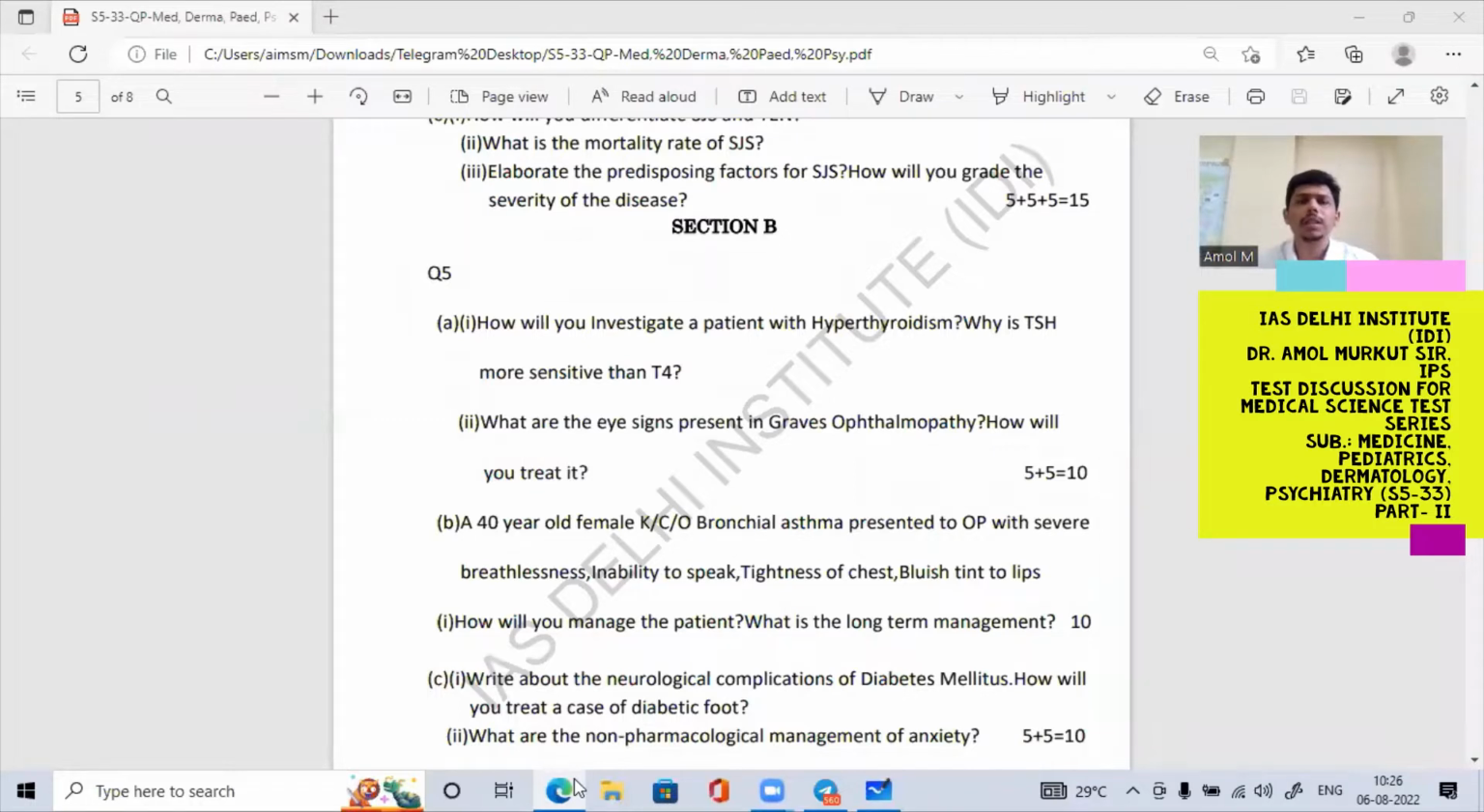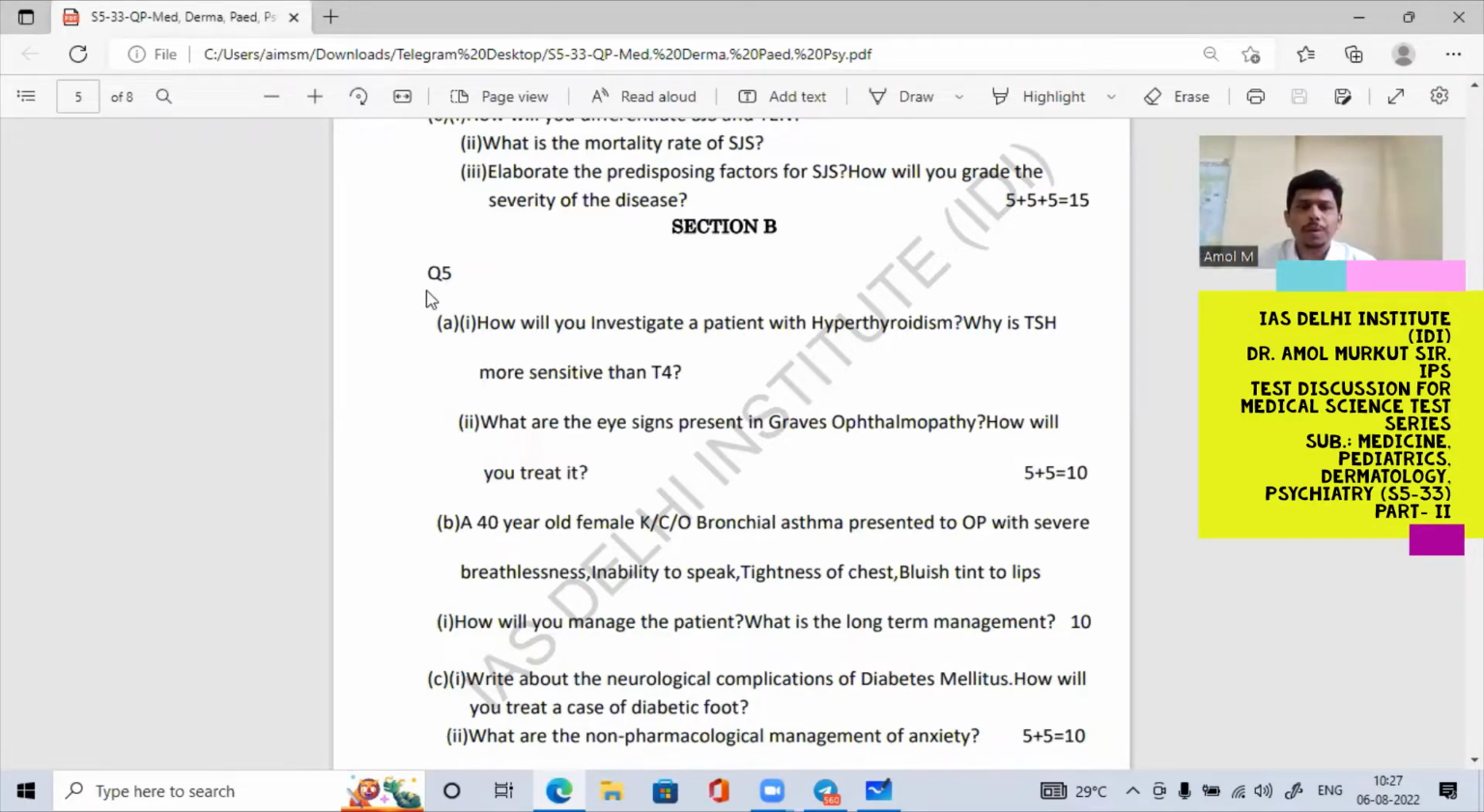Now this is the time for section B. First of all, question number 5. So sub question A and sub question 1 of question A. How will you investigate a patient with hyperthyroidism? Why is TSH more sensitive than T4?